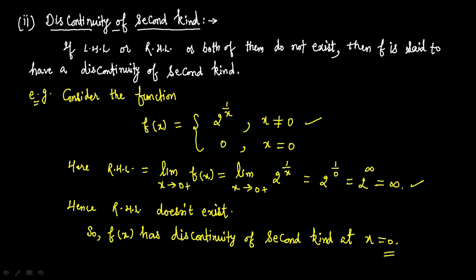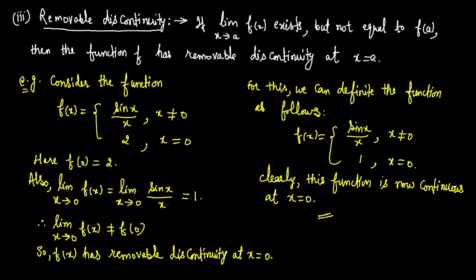So now come to the next type. The next type I have taken here is removable discontinuity. In removable discontinuity, we say that if the limit exists but is not equal to f(a), limit exists but not equal to f(a), then we say that function f has removable discontinuity at x equal to a.